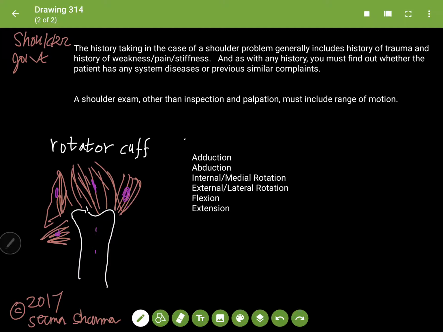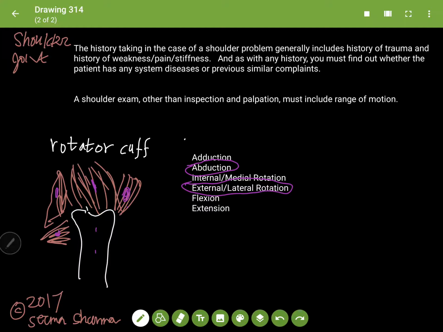So when we do range of motion testing, and that's after you've done the inspection and palpation, there are certain movements that you test. With the shoulder joint there's a definite overlap, like most of these movements have multiple muscle tendons and muscles at work. So the main two that are really important are abduction and external or lateral rotation.